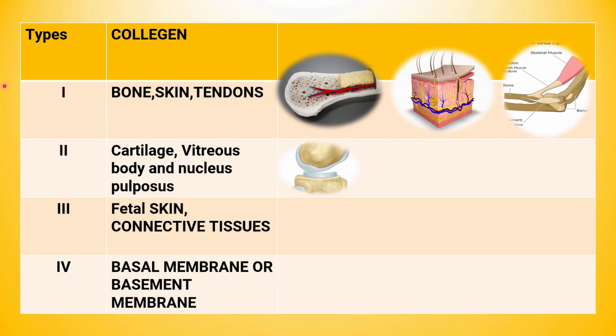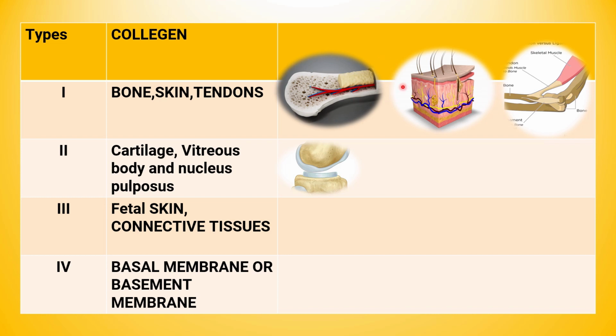So what are the types of collagen? Type 1 is present in the bone, skin, and tendons. Type 2 is present in the cartilage, vitreous body, and nucleus pulposus. Type 3 is present in the fetal skin and connective tissues. And type 4, which is important, is present in the basal membrane or basement membrane.